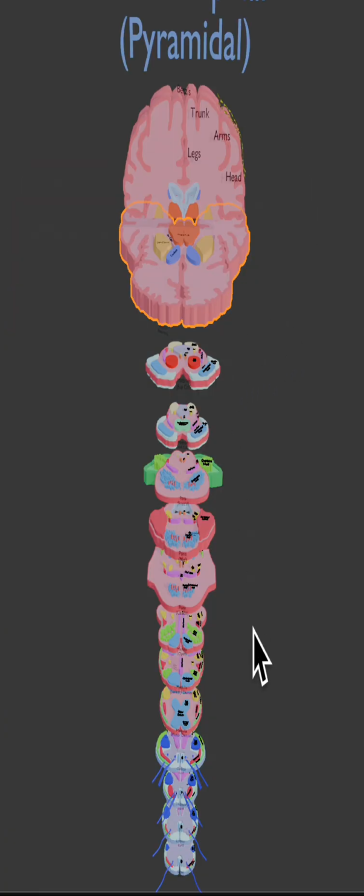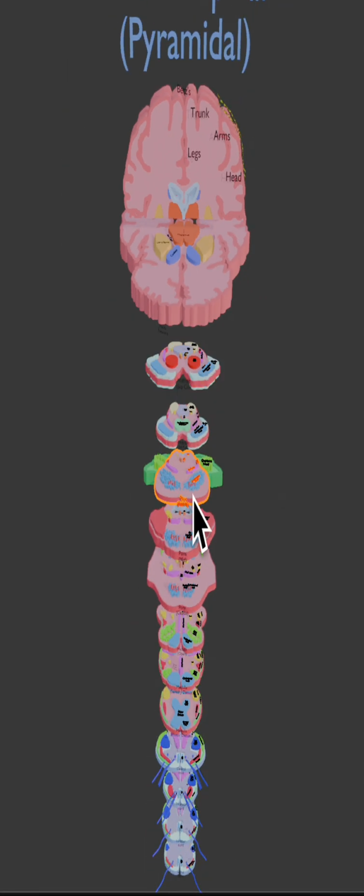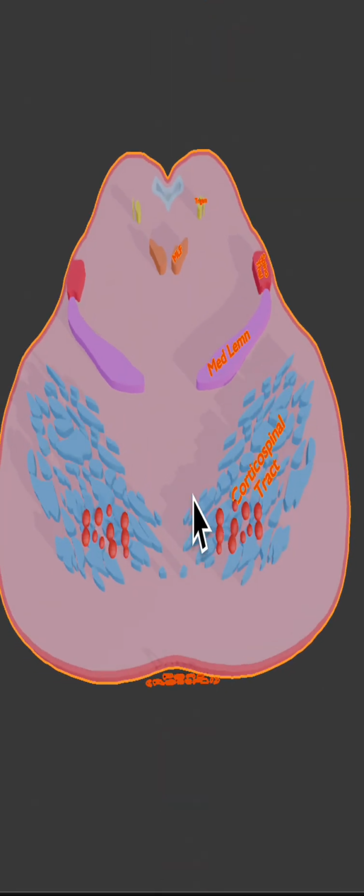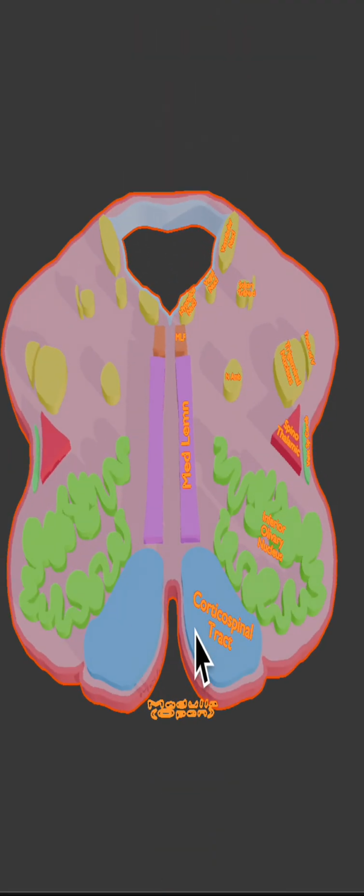Now remember, in the brainstem, the corticospinal tract occupies the anterior part of the brainstem. In the midbrain, it is here. In the pons, it's here. In the medulla oblongata, again it's here in the anterior aspect.